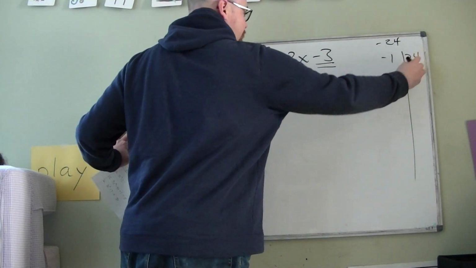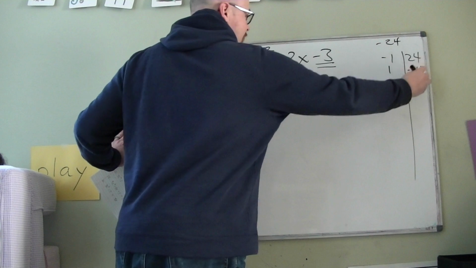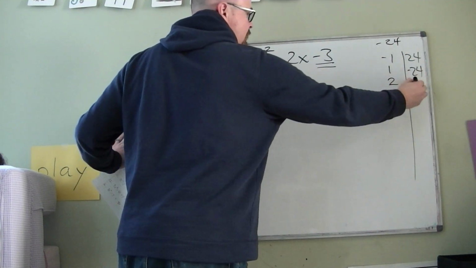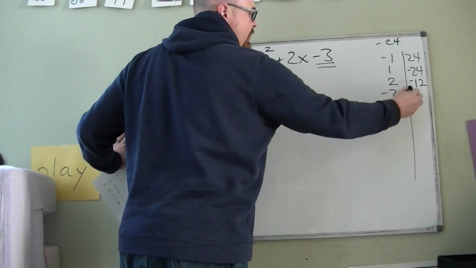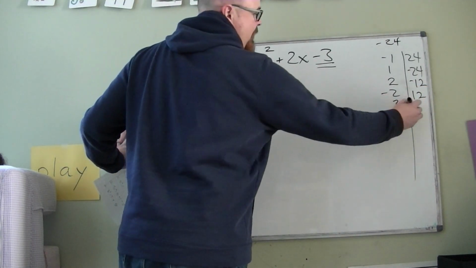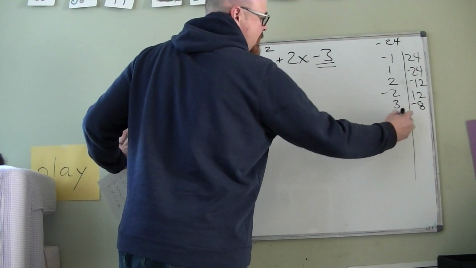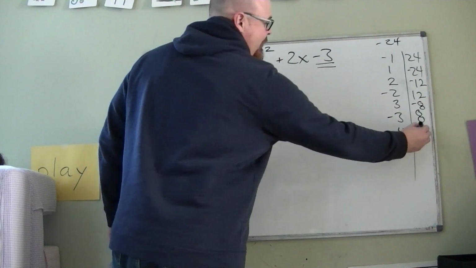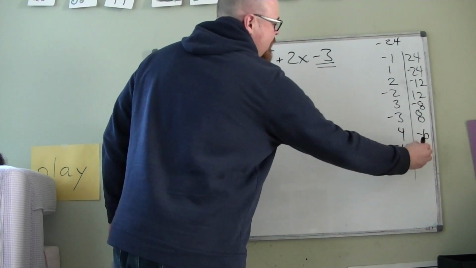Negative 1 and 24. 1 and negative 24. This is even, so we know it's divisible by 2 and negative 12, or negative 2 and positive 12. I know it's divisible by 3. Okay. I know it's divisible by 4, and that might be it.